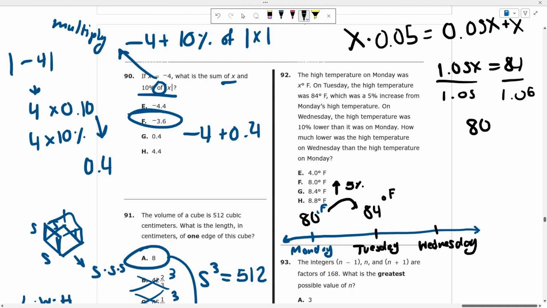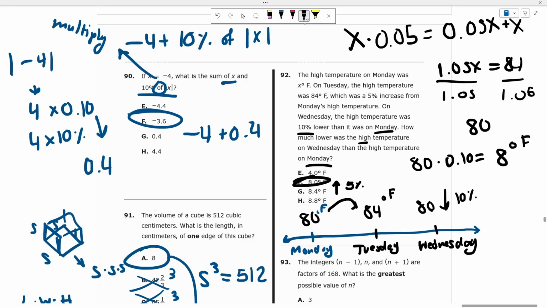on Wednesday, we know that the high temperature was 10% lower than on Monday. So on Wednesday, it's actually going to be 10% lower than the high temperature on Monday. So it's 10% lower than 80. That's the same thing as saying 80 times 0.10, which is 8 degrees Fahrenheit. So it's going to be 8 degrees Fahrenheit lower, which is choice F.